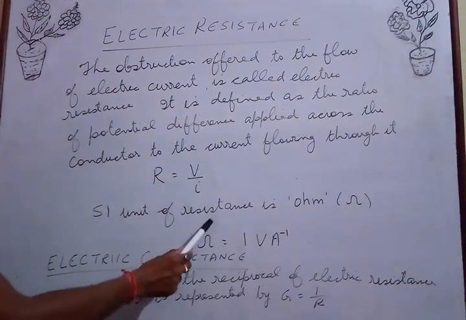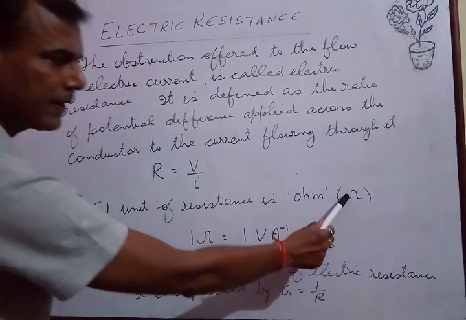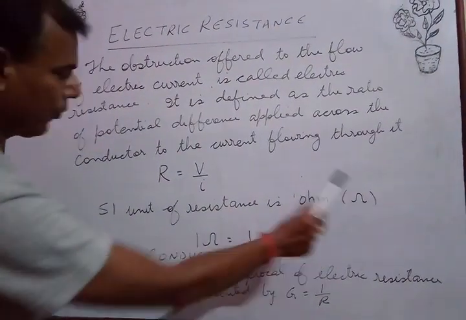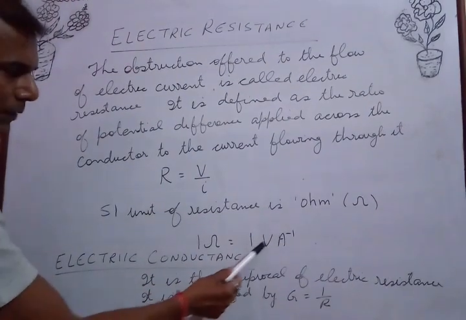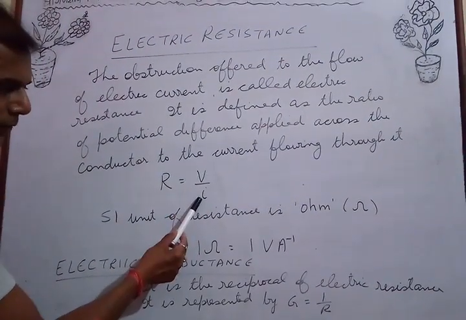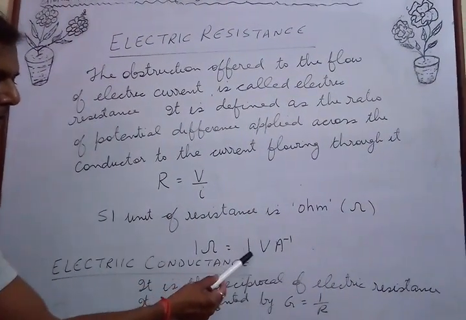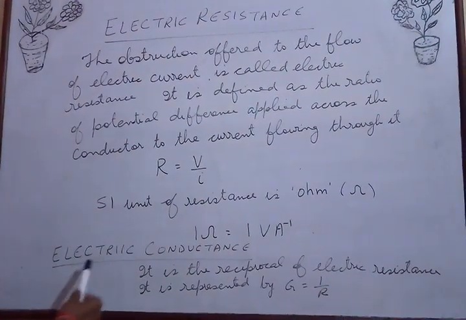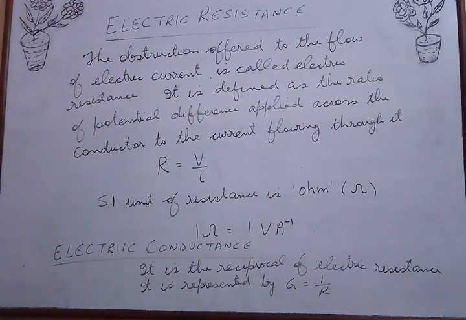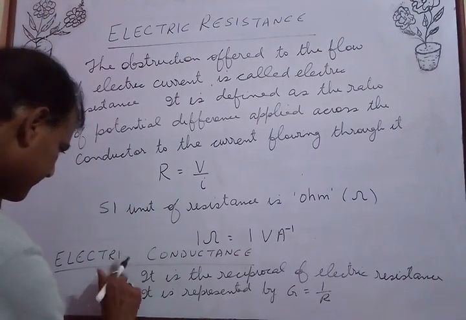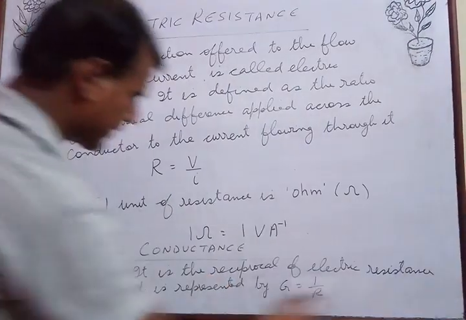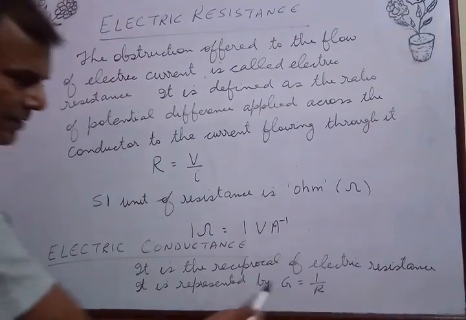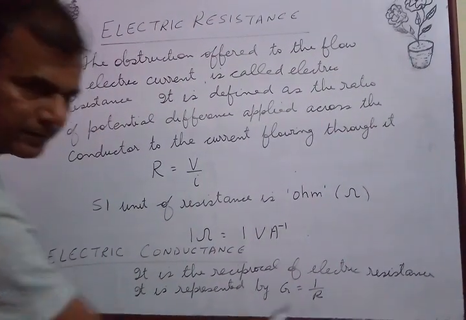Now the SI unit of resistance is ohm, and this is the symbol of ohm. 1 ohm is equal to 1 volt per ampere: V for volt, I for ampere. Electric conductance is the reciprocal of electric resistance. Its symbol is G. So G is equal to 1 upon R.